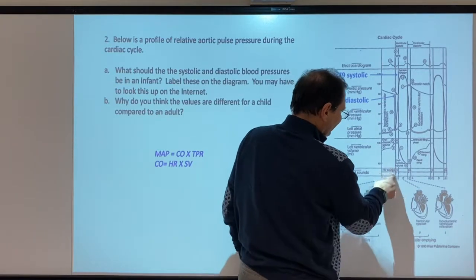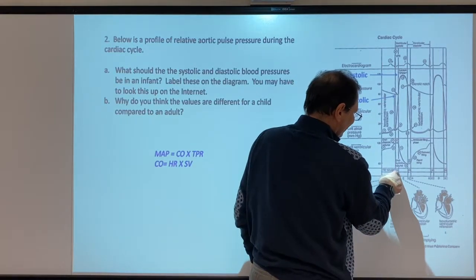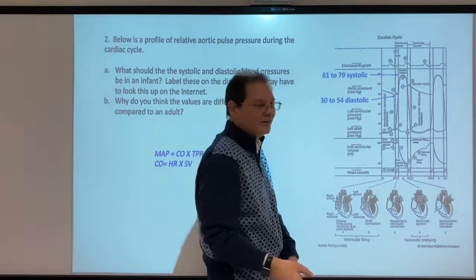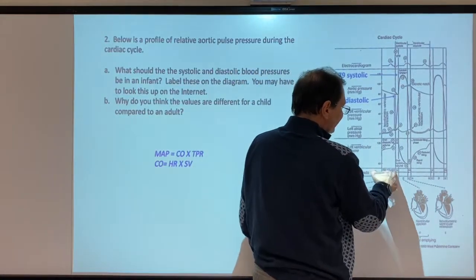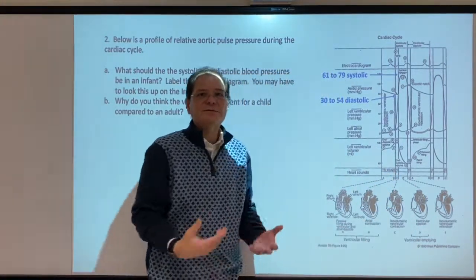Okay, our heart sounds are down here. You can't see the heart sound very well. I posted the slides so you guys can look. But S1 is right here. Okay, you get the first heart sound.